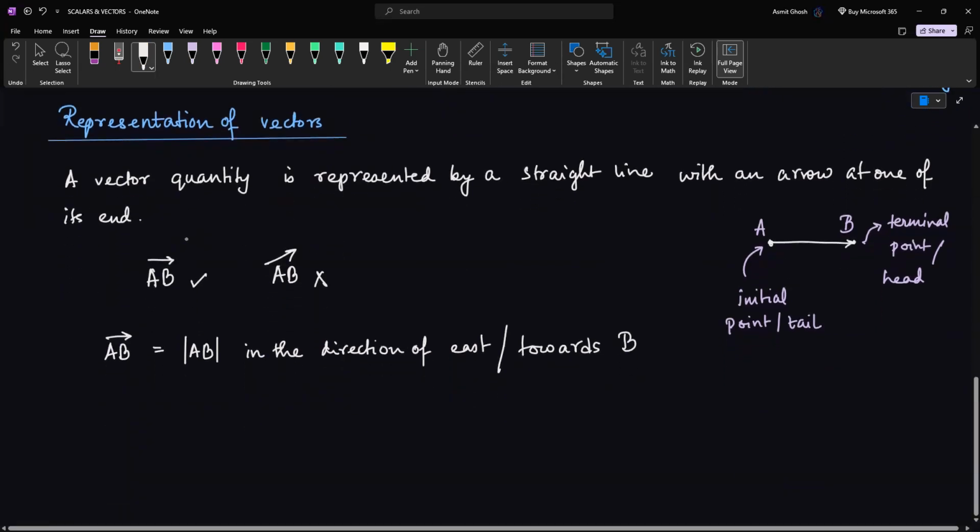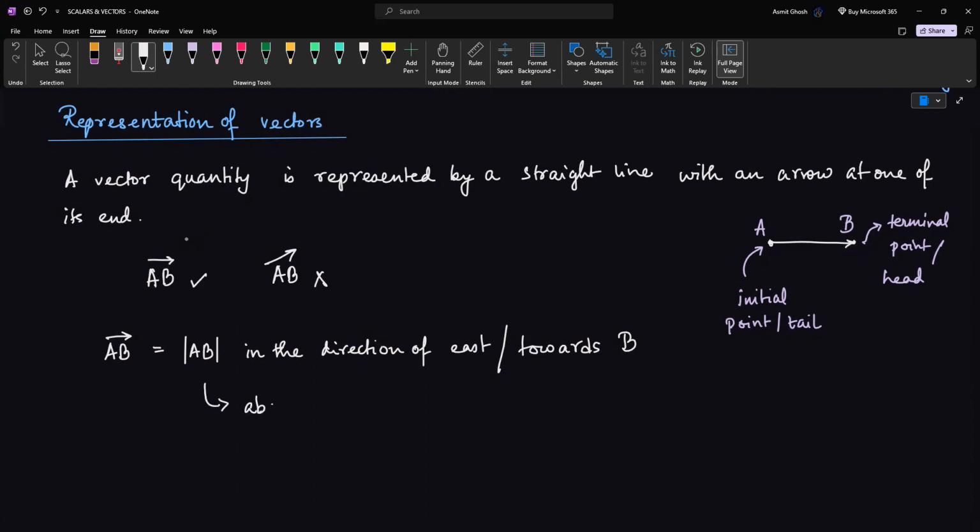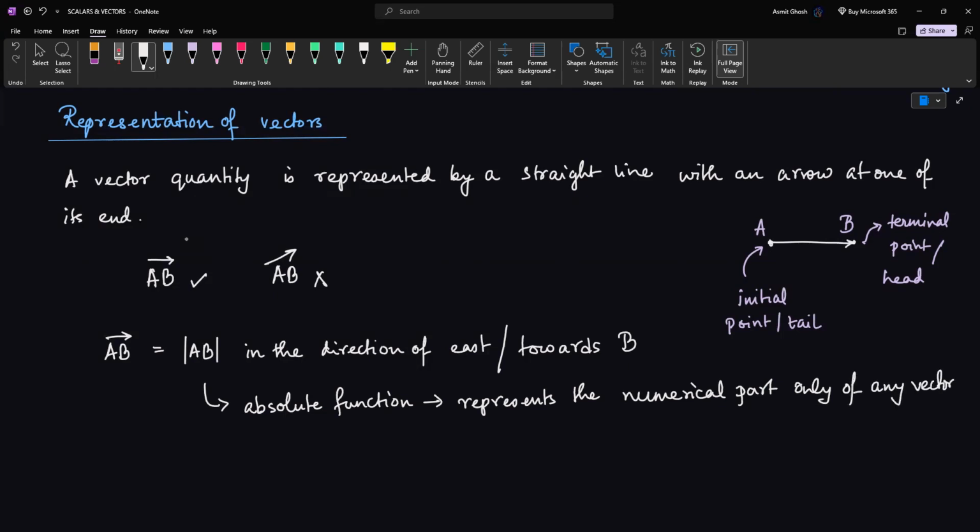What is meant by this term? This is called the absolute function. It represents the numerical part only of any vector, right? It represents the numerical part only of any type of vector. Okay.